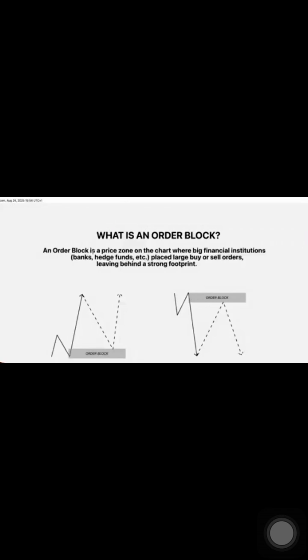So we're talking about why the order block is important. It's where large institutions place orders. This is a price zone on charts where big financial institutions place a large buy or sell, leaving behind a strong footprint. And now we're talking about the importance of an order block.